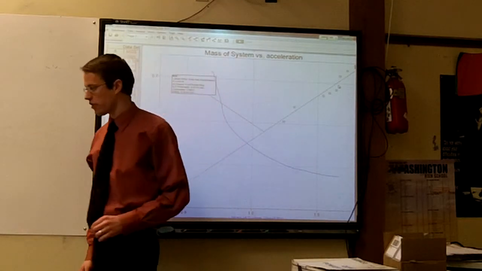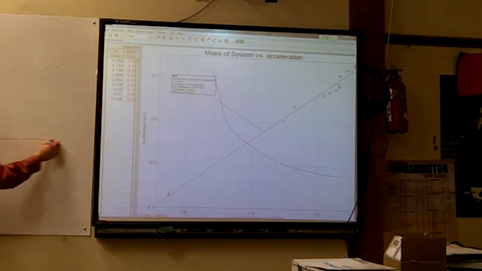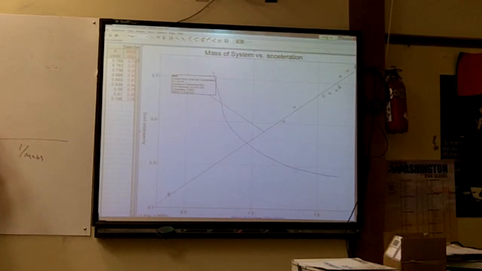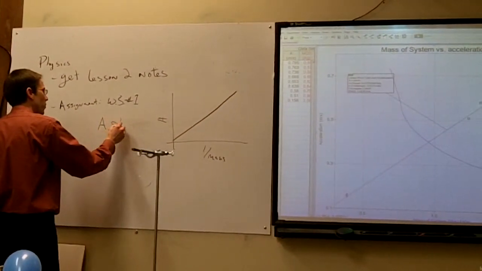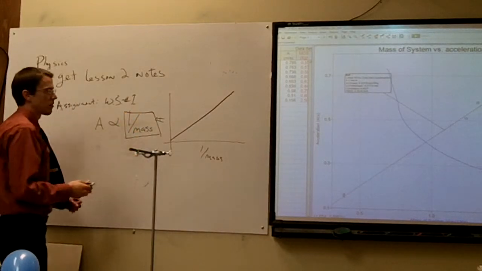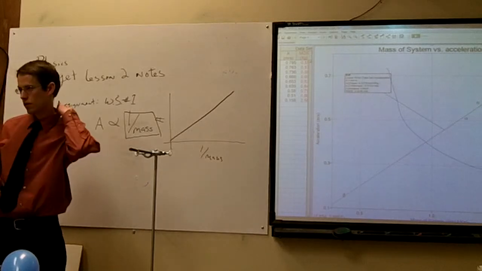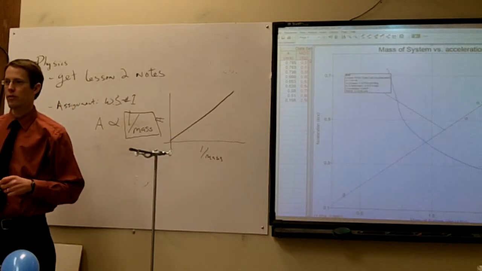Now, is it still inverse in nature? Yes, because we put an inverse on the bottom there. So on this next graph, make sure you sketch in Excel 1 over your mass, which gets you a linear fit like so. What this is saying is acceleration is proportional to the inverse of mass. In other words, the more mass you add to your system, the less your acceleration is going to be.